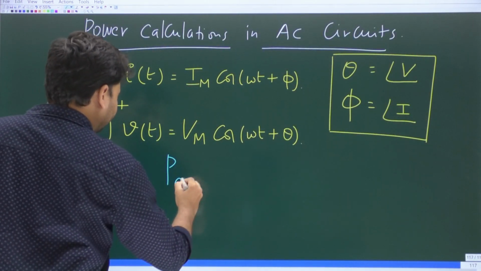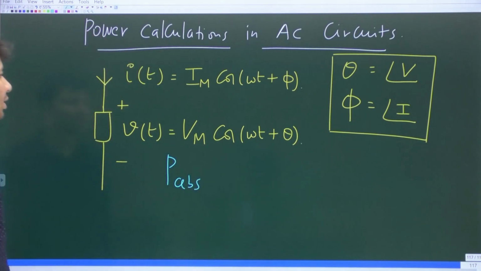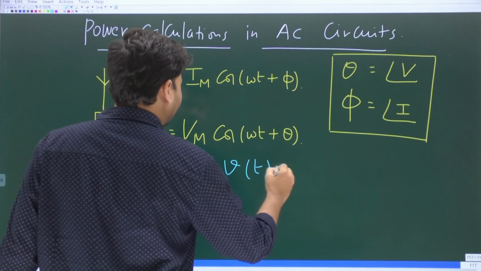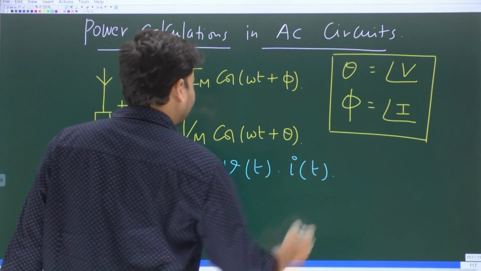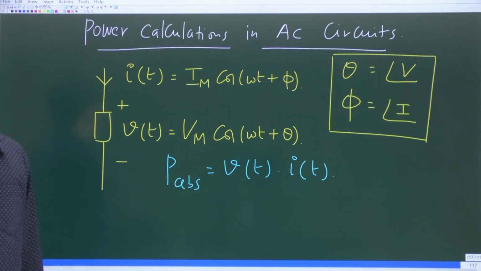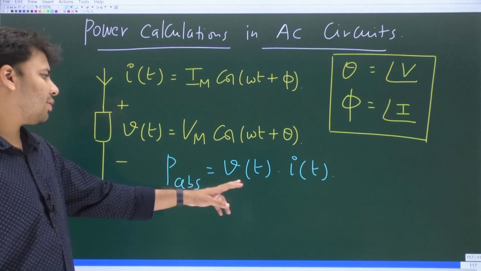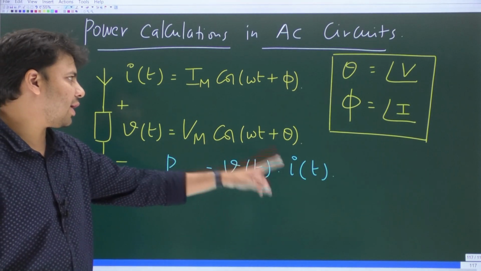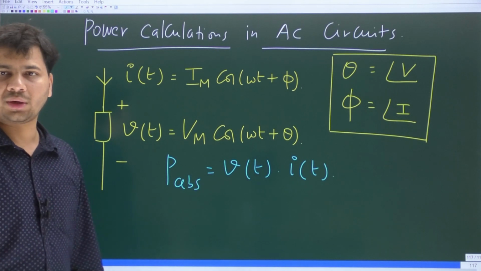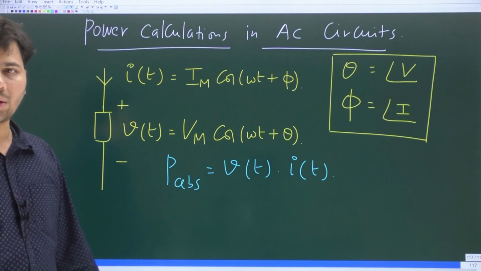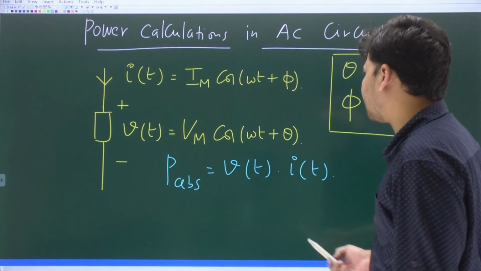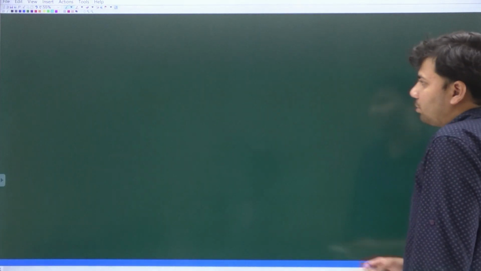So P absorbed is the power absorbed by this two-terminal element. Will it not be equal to v of t times i of t? Power absorbed by this element will be equal to v of t times i of t. So in place of v of t, you write this thing. In place of i of t, we must write this thing. Then you will get some expression for the power absorbed by this two-terminal element. We will go to the next slide and then get the expression for the power absorbed, okay?